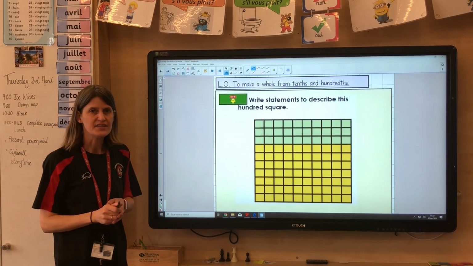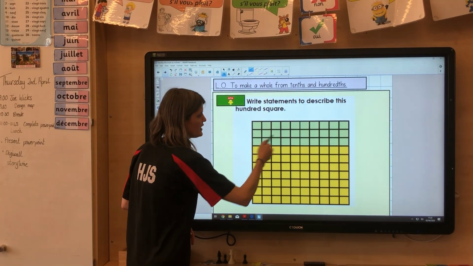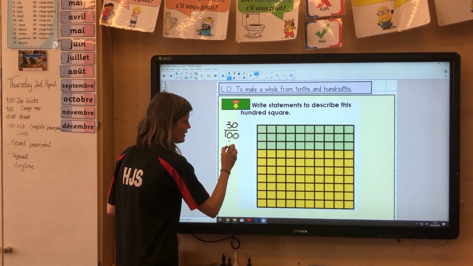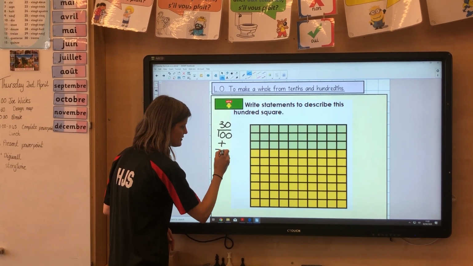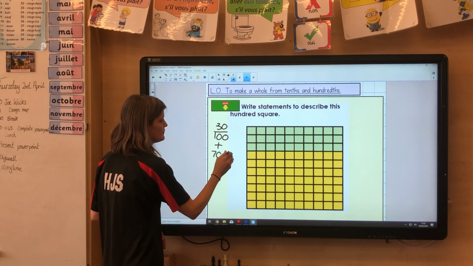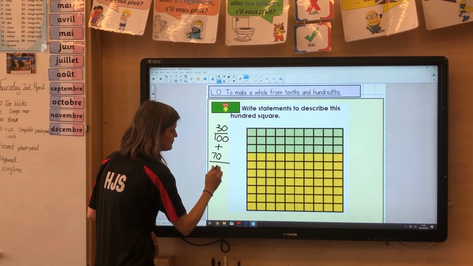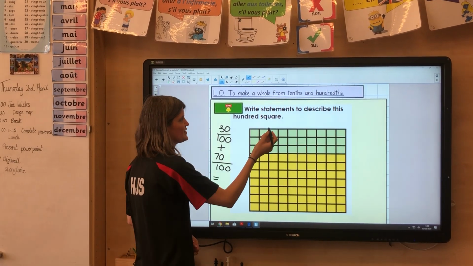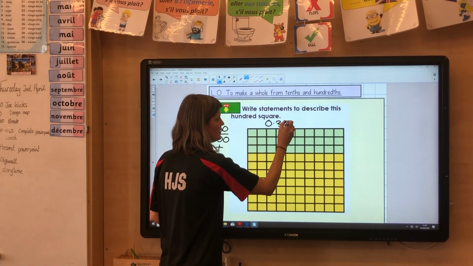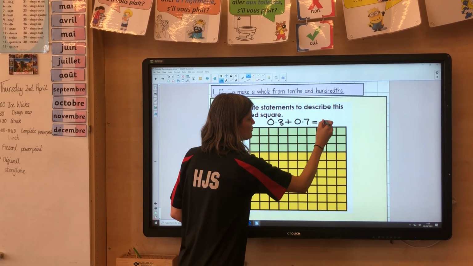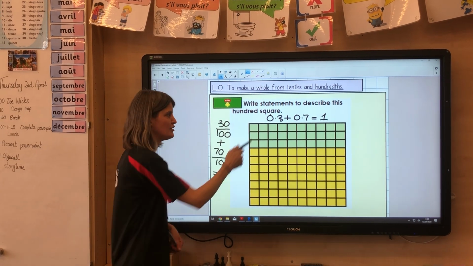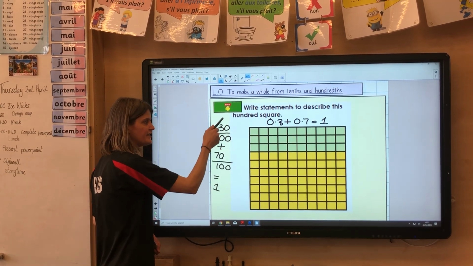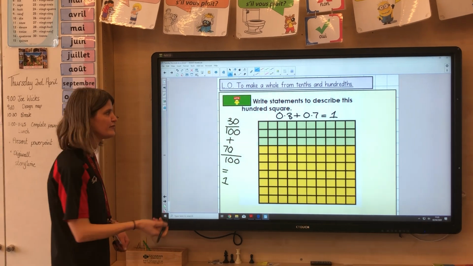Same thing, have a little go yourself. We've got 3 rows, 30 hundredths or 3 tenths, add 70 hundredths, or 7 tenths equals 1 whole. So we could write it as a number sentence like this. 0.3 add 0.7 equals 1 whole. Or I could have written it as a fraction, 3 tenths add 7 tenths equals 1 whole. Remember, 3 tenths is the same as 30 hundredths, they are equivalent fractions.